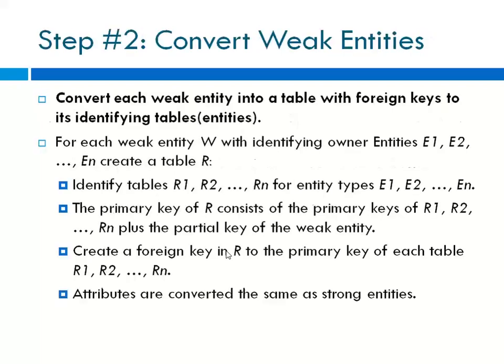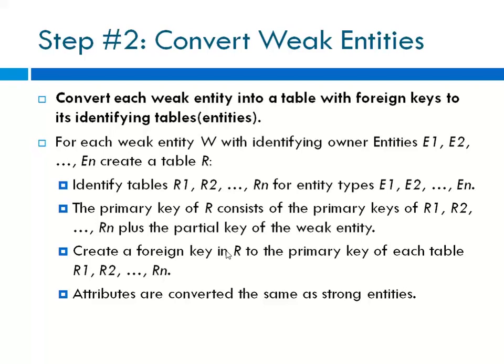So let's go to the step number 2, which is convert the weak entities. So in this step we will convert all the weak entities into the tables. So for that we have to follow these steps. First step is convert each weak entity into a table with foreign keys to its identifying tables or entities. This is done by creating a table with the attributes of the weak entity and defining a foreign key in the table by taking the primary key of the identifying table.